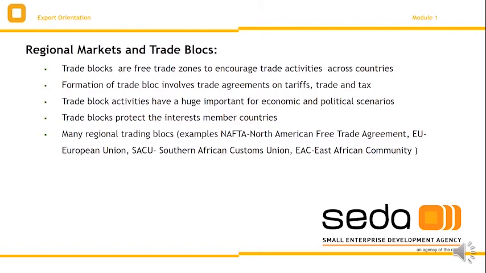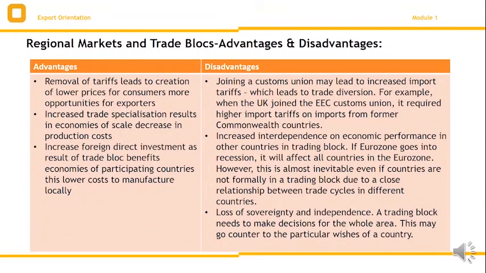So trade blocs are good. They present a number of advantages, but they also present a number of disadvantages as well. Some of these advantages include the removal of tariffs, which means that consumers are able to purchase products at a lower price, which is an opportunity for the exporter. There's also an increased specialization in trade as a result of economies of scale and a decrease in production costs.